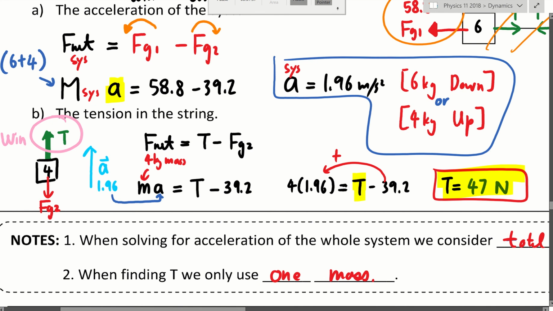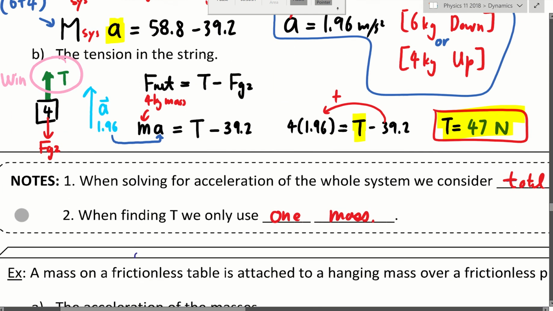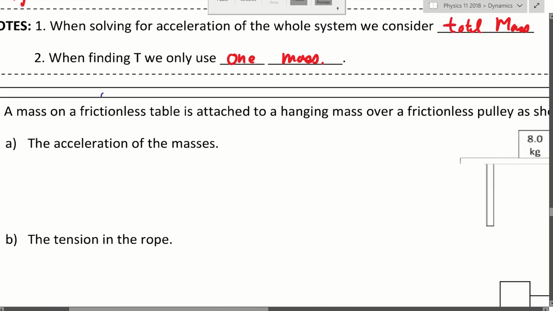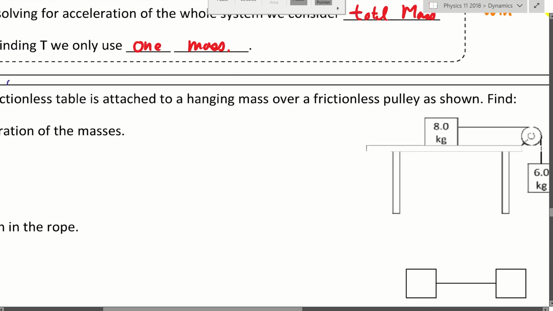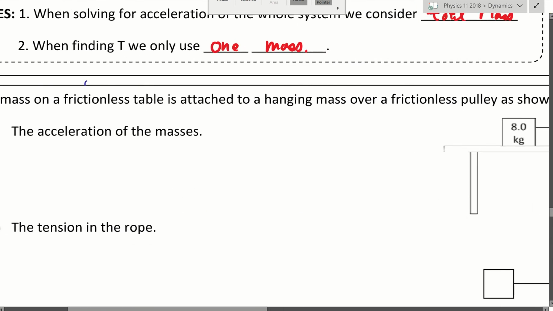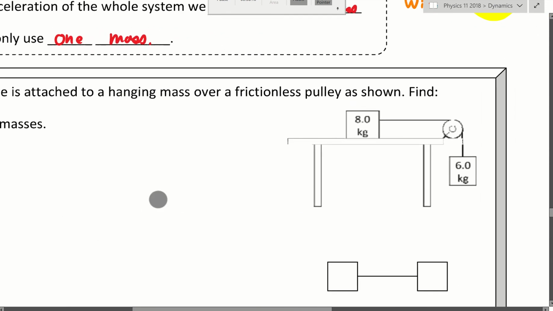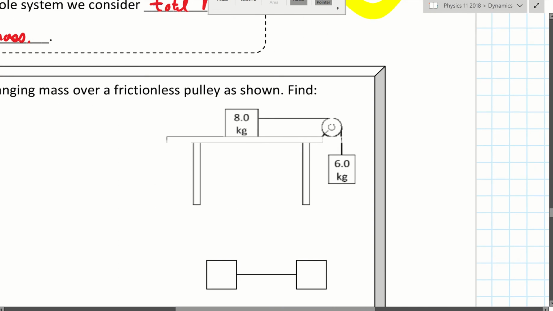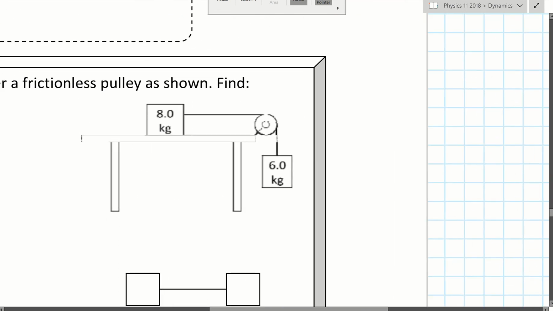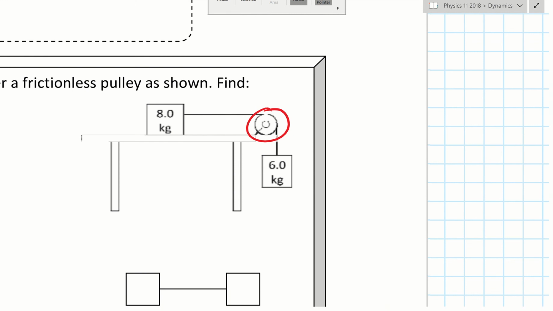Ladies and gentlemen, I said I'd give you level 2, and now I give you level 3. A mass on a frictionless table is attached to a hanging mass over a frictionless pulley. Okay, so this is kind of weird. First of all, I know pulleys usually have friction, but the friction on pulleys is very, very advanced to calculate. So we will always assume no friction on the pulley.